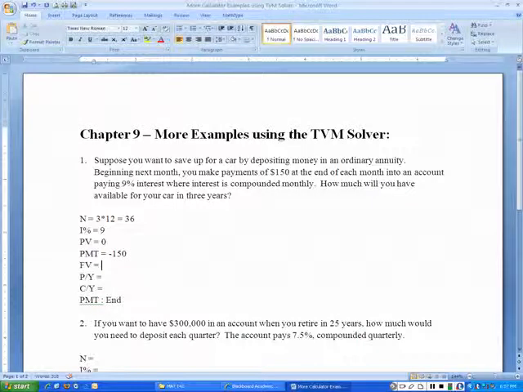Okay, the future value, that's what we want to know. So we want to know how much we'll have available in 3 years. So our future value is our unknown, and I'm just going to put a question mark in there for that. Our payments per year, we are doing it monthly, and so our payments and our compounding are going to be 12 times every year because it's monthly. And then you want to make sure that you have end highlighted on the last thing.